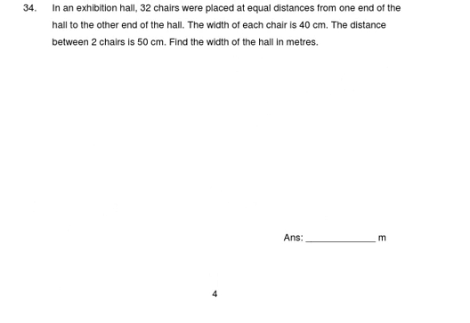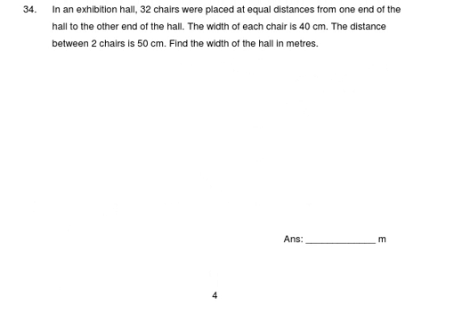Okay, now in an exhibition hall, 32 chairs were placed at equal distance from one end of the hall to the other end of the hall. The width of each chair is 40 cm. The distance between 2 chairs is 50 cm. Find the width of the hall in meters. So that means you have a chair right at the ends of the hall. That means this is the wall, and you have the chair at the other end of the hall. So you want to see how many chairs you can put. Understand what I mean?